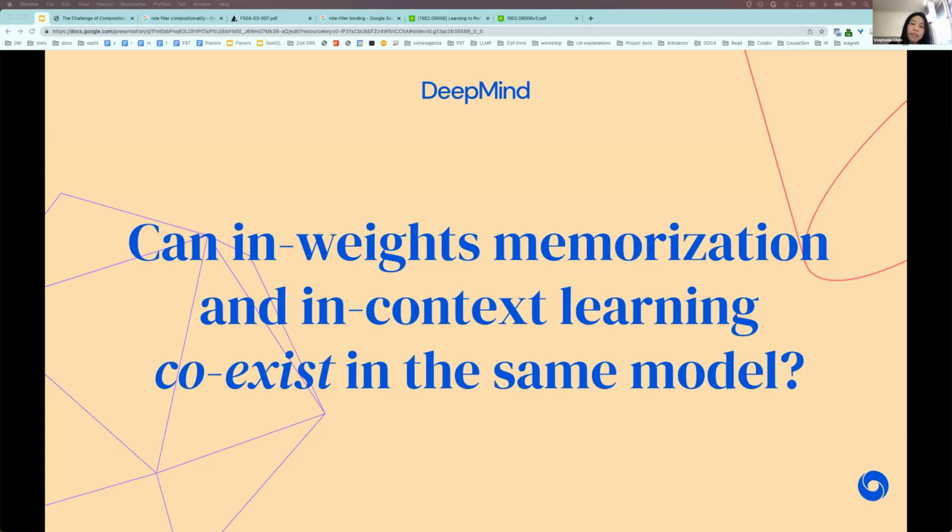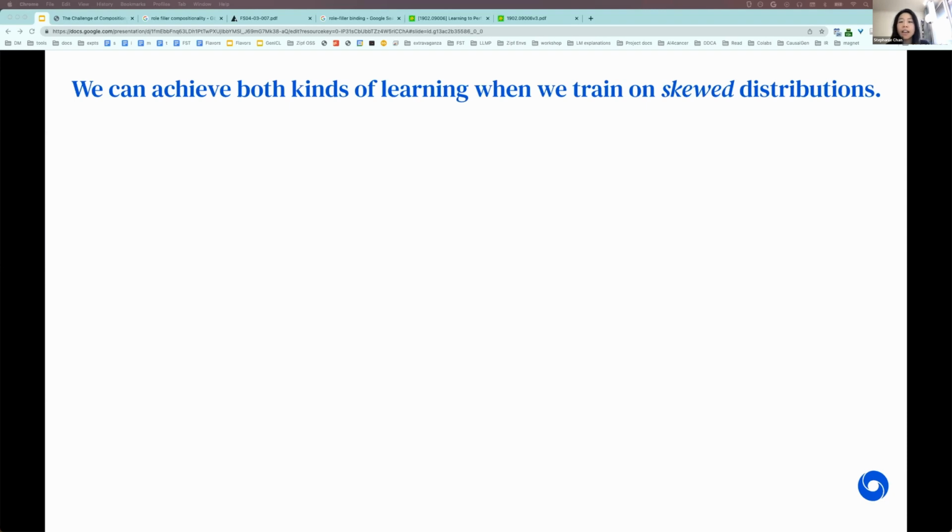So in all the previous experiments, we saw a trade-off between in-weights and in-context learning. The model seems to only be able to do well on one or the other, but it's obviously useful for a model to have both kinds of capabilities. And large language models obviously do display both. So what kinds of training data might achieve this? Excitingly, we found that we could achieve both kinds of learning when we train on skewed distributions.